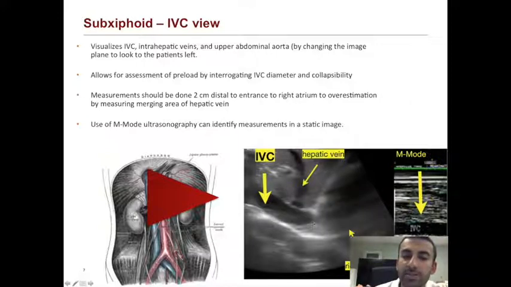Why we want to look at the diameter at a distance of 2 centimeters from the entrance of the right atrium is simply because of this right here. You can see that if you took your measurement here, you may falsely increase the size of your IVC because you're incorporating part of the hepatic vein. And finally, M mode essentially is just, again, that dagger of ultrasound over time. It gives you a clearer view of the IVC and potentially looking at the change in the diameter of that IVC over time in a still image.